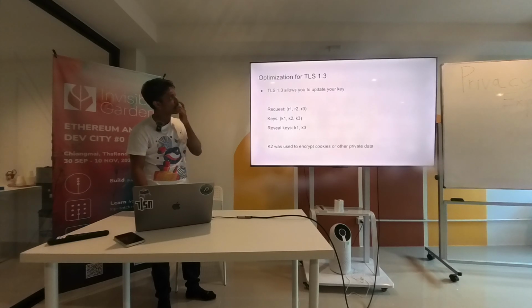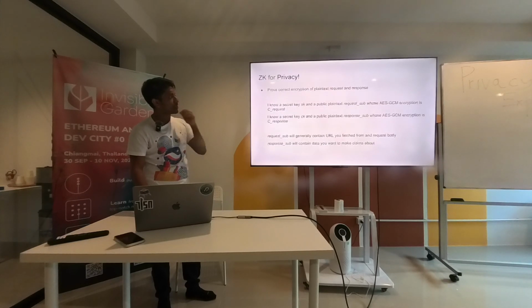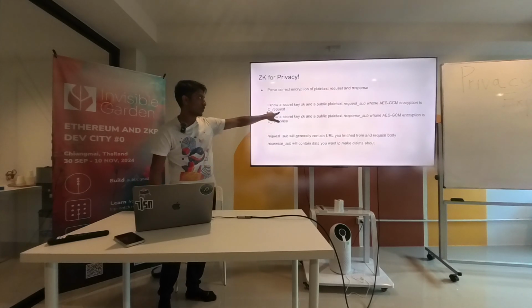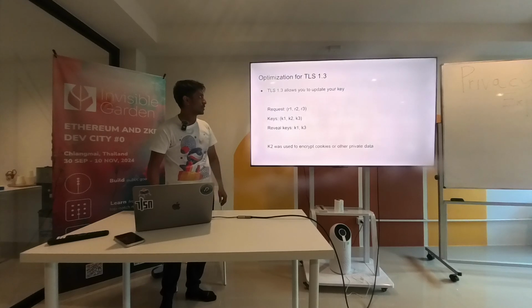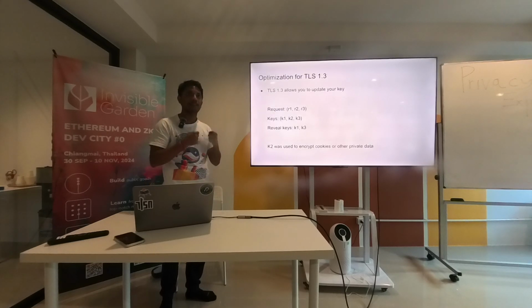One optimization for TLS 1.3 is this: in TLS 1.2 we need to generate a ZK proof for both the request as well as the response. For TLS 1.3 it has key updates. So essentially, when you're talking to the server, while you're still in the request phase, you can update the key.